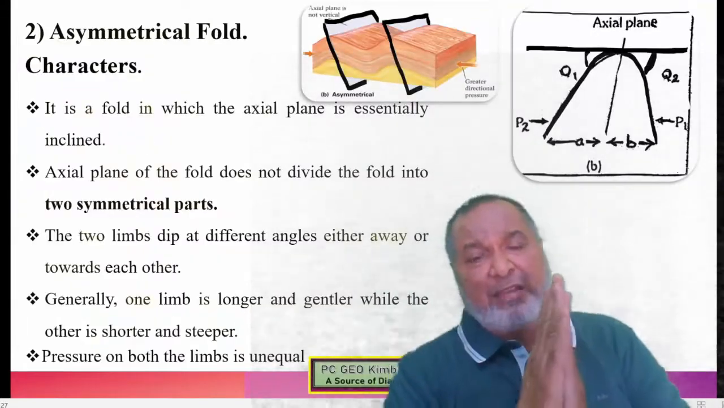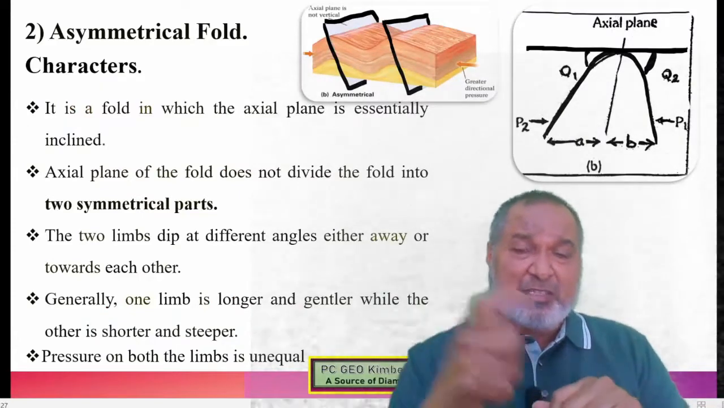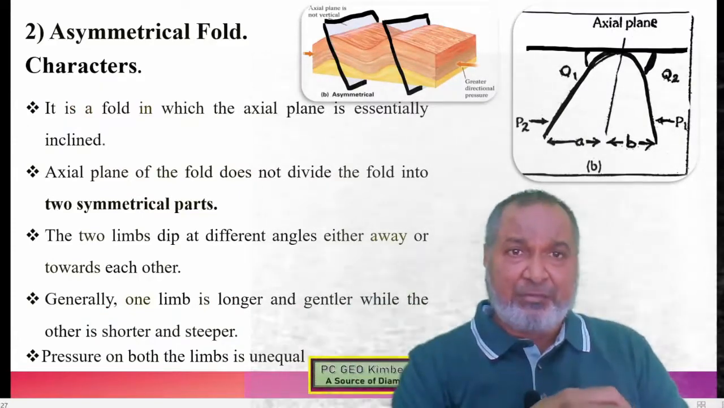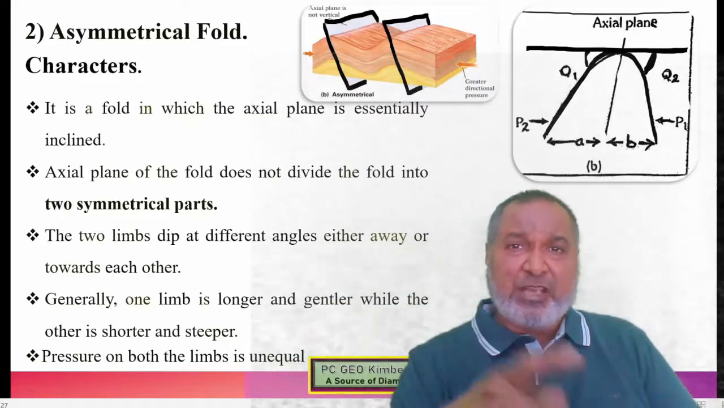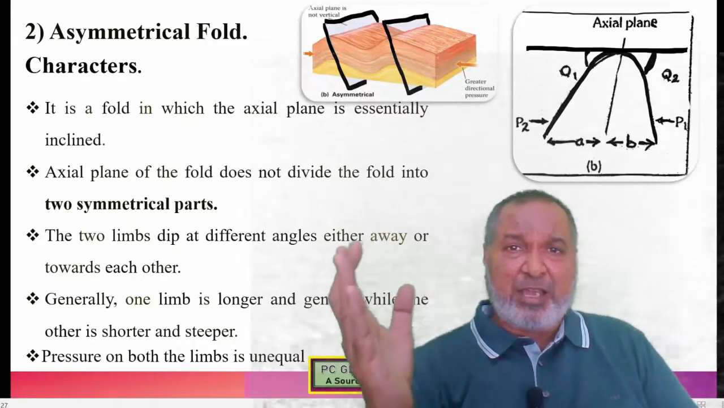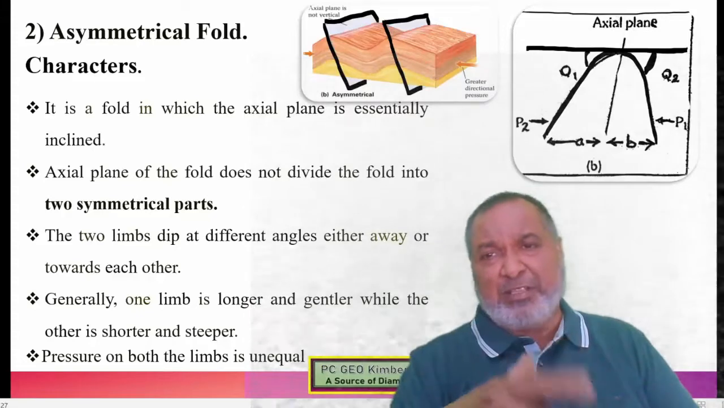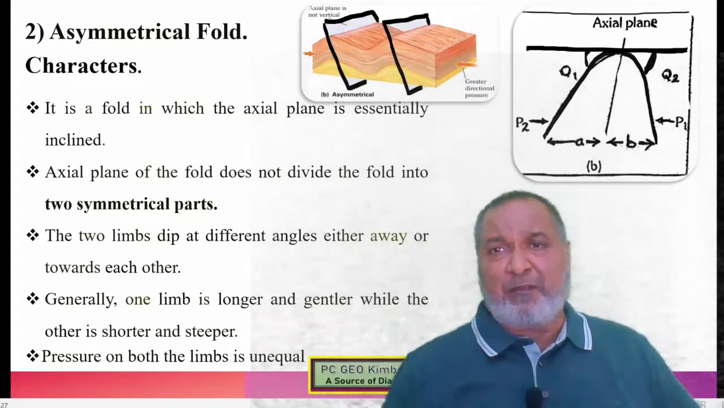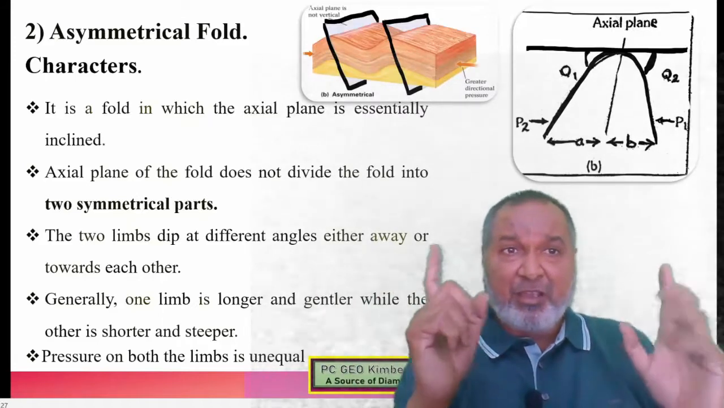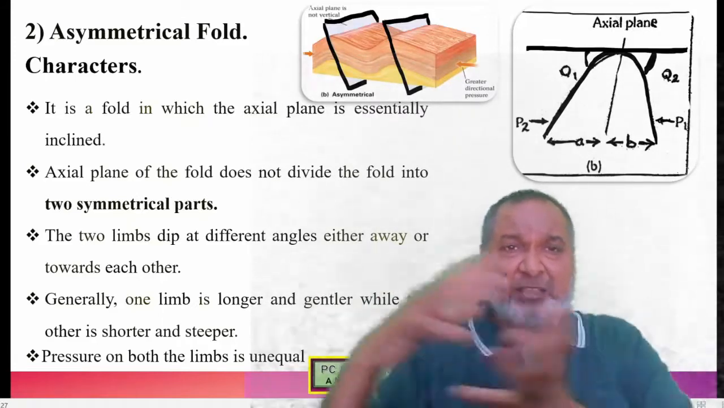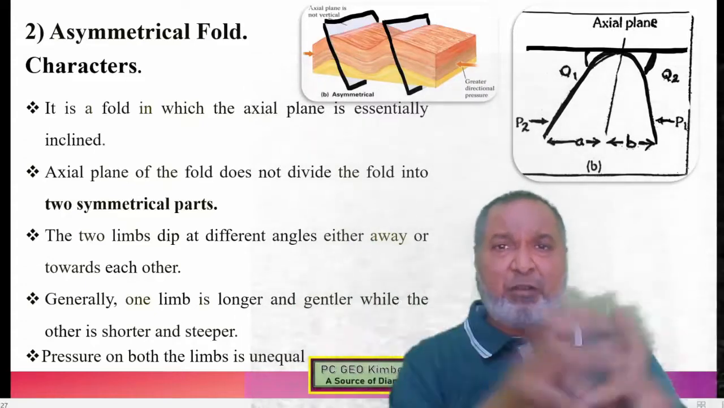The next one, after the symmetrical one, is asymmetrical. In the examination, you may be asked to describe the terms symmetrical and asymmetrical fold. So, what is an asymmetrical fold? In this, the axial plane is inclined, and due to this, the limbs dip in opposite directions with different angles. One may be at 10 degrees, the second may be 30 degrees, or one will be 40 degrees and the second 20 degrees. So there will be variation.